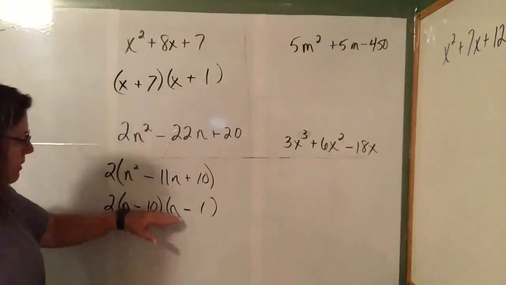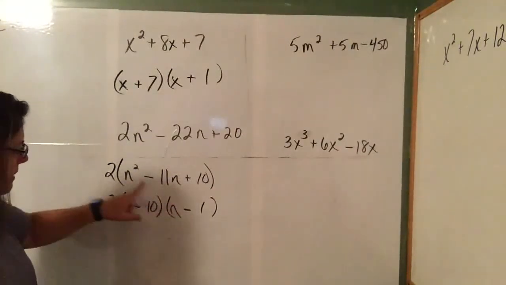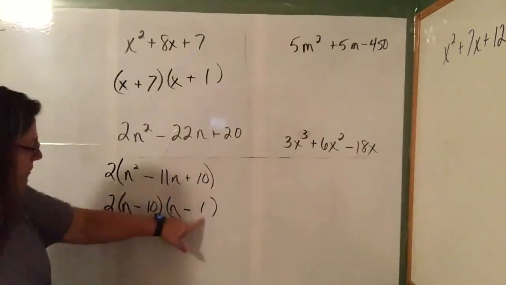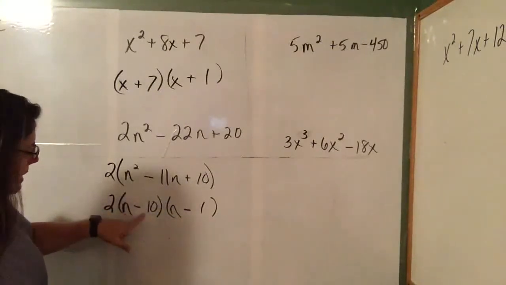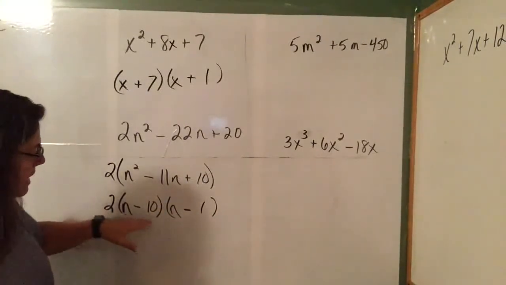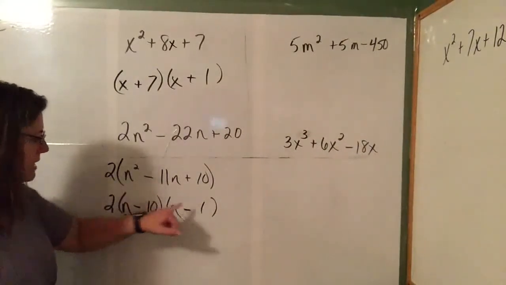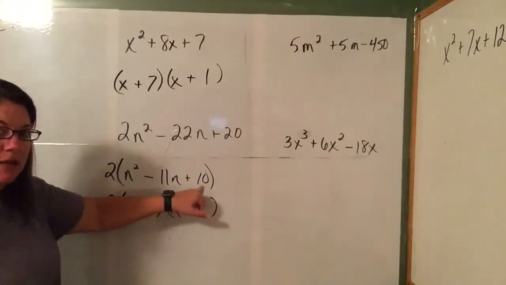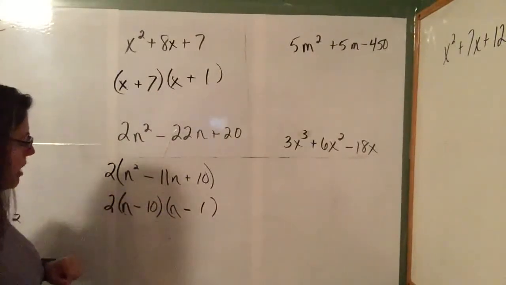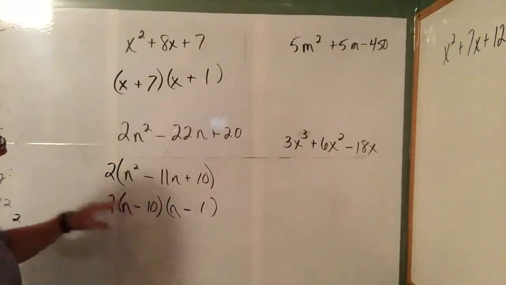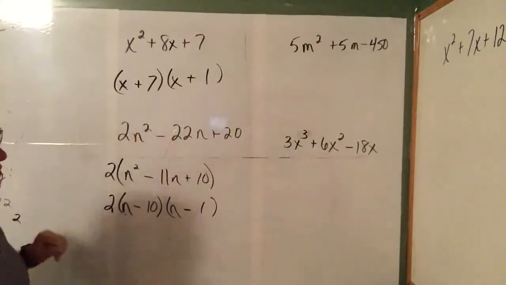And then I could FOIL and see if that's what I end up with. N times n is n squared. N times negative 1 is negative 1n. Negative 10 times n is negative 10n. So negative 10n minus 1n is negative 11n. And negative 10 times negative 1 is positive 10. So we know that trinomial works. And then I could multiply by 2 to get what I originally started with.